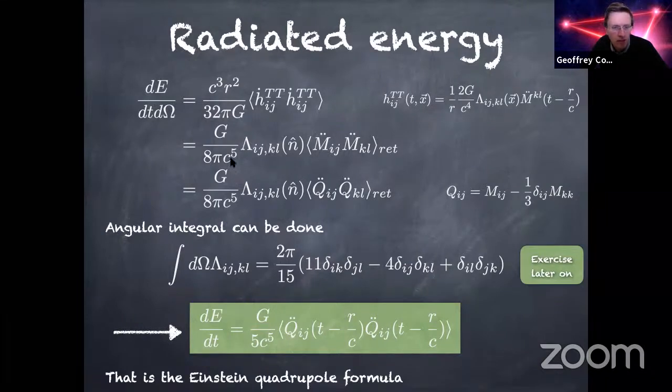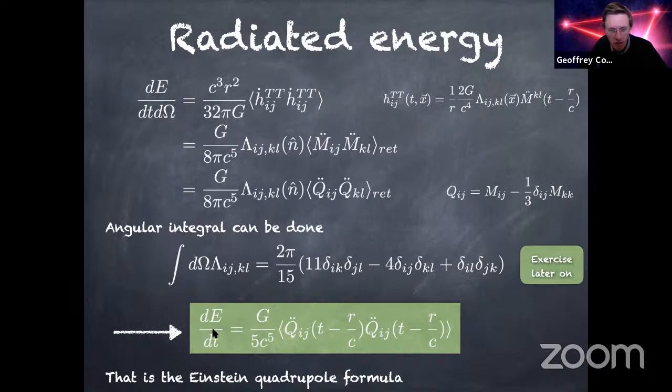So the angular integral can be done. This is the radiated energy per unit sphere, but you can perform that integral, and we are going to do it explicitly. And you get this. So now you find the radiated total power, which is this Einstein quadrupole formula.